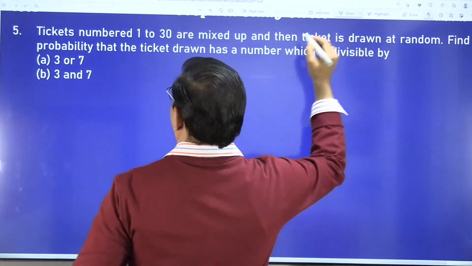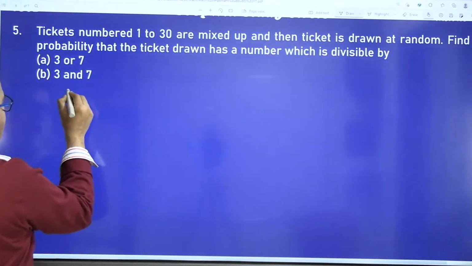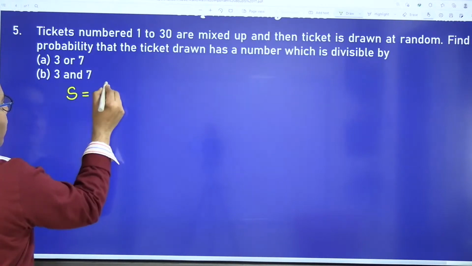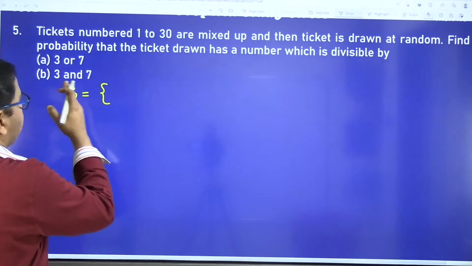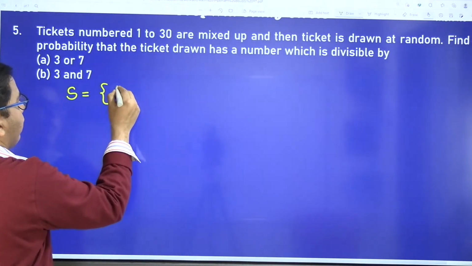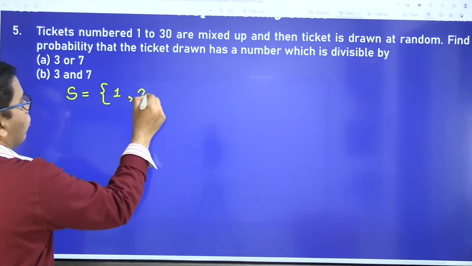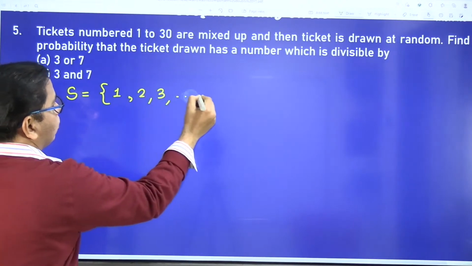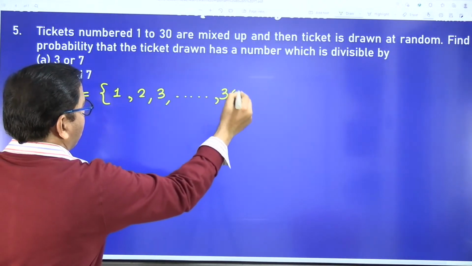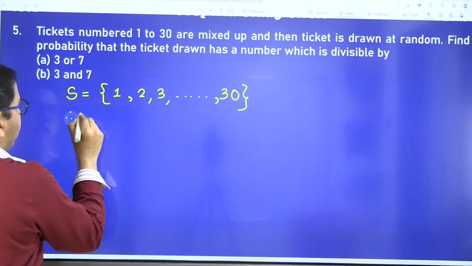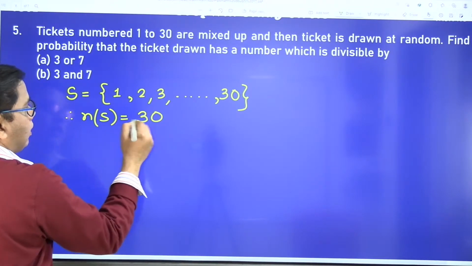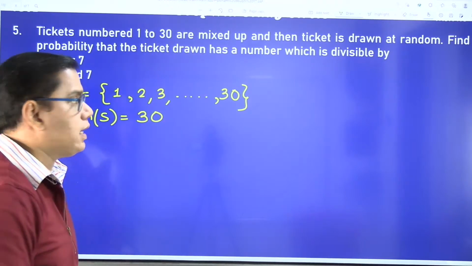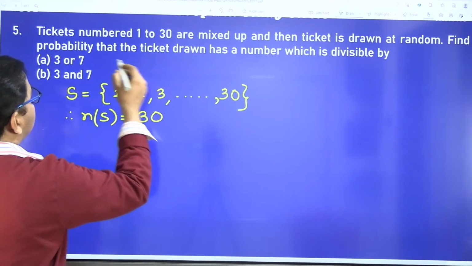Coming here. Now there are 30 tickets. So I'll write a sample space. I don't know by which method your teacher has taught you in school, but I'll solve by this method. Sample space. There are how many tickets? 30 tickets from 1 to 30. 1, 2, 3, 4 up to 30. So the number of sample points n of s is 30, or in other words, total number of tickets are 30. Then there are two cases.